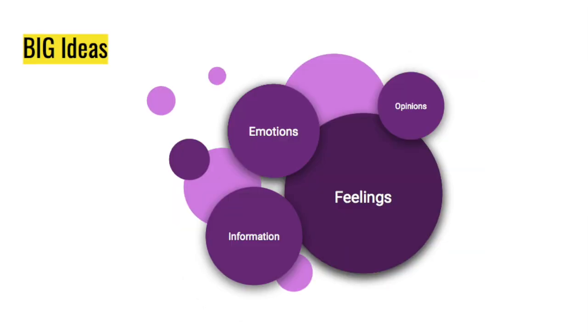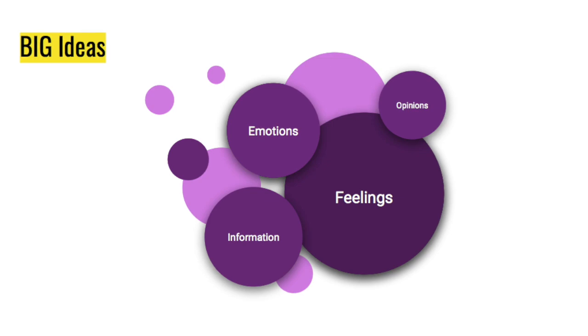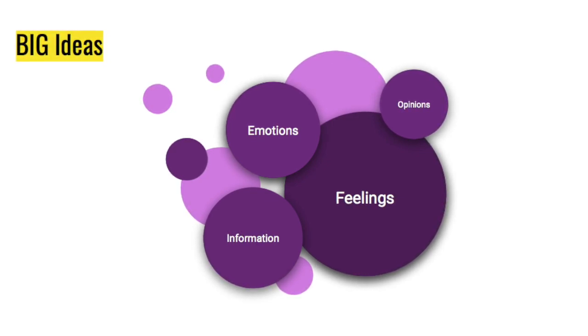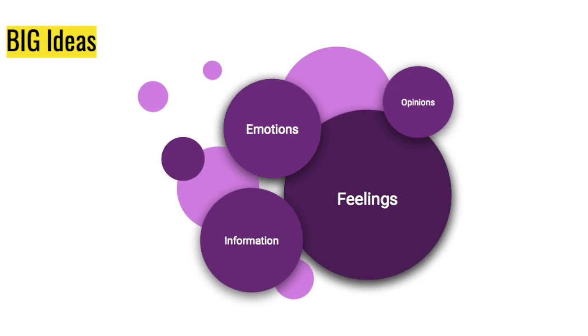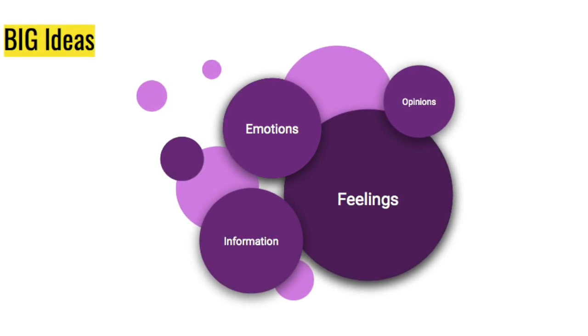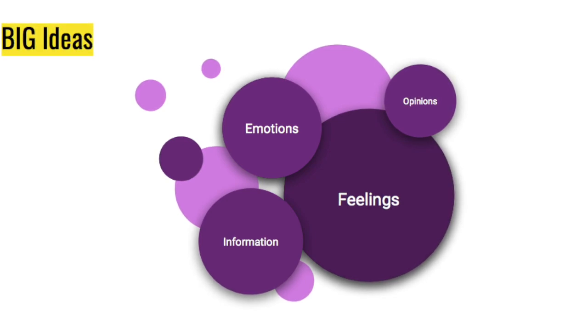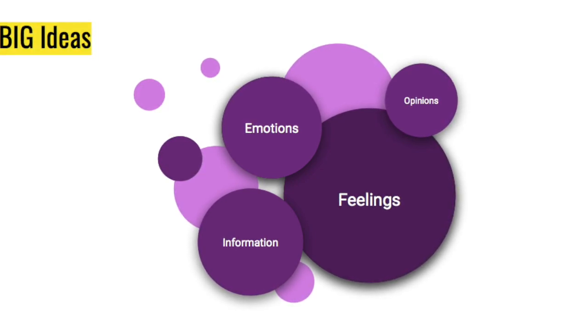The big ideas for this standard are feelings, emotions, opinions, and information. These concepts are pretty similar across languages and cultures, but we use different words in each language to transmit them. They are very important as they can become the core of any conversation. When we talk, we either transmit information, opinions, emotions, or feelings.